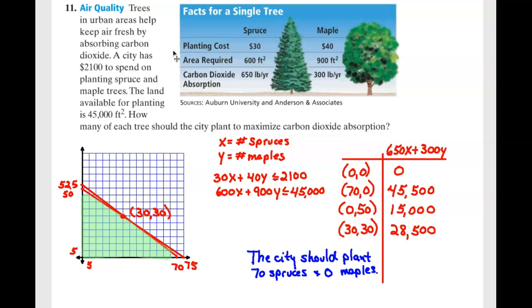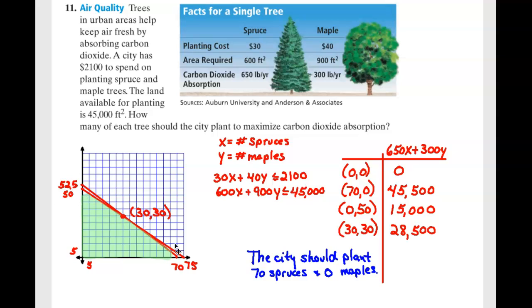So first we need to take into account the number of spruce and the number of maple. Then we need to take into account how much money we have. So a spruce is 30 and a maple is 40. So it'd be 30x plus 40y less than or equal to the 21,000 we have to spend. And then the next thing is we have 45,000 square feet. So then square feet per spruce plus square feet per maple has to be less than or equal to 45,000.